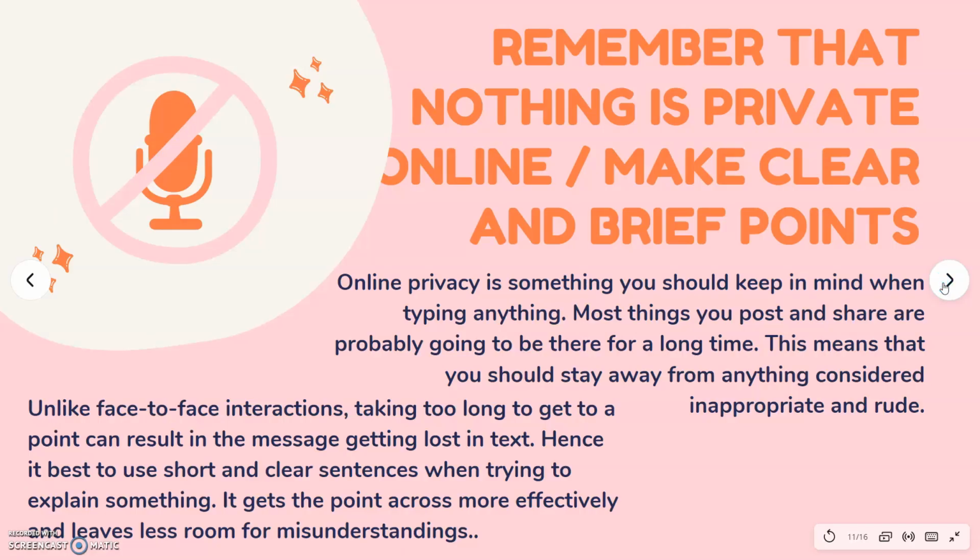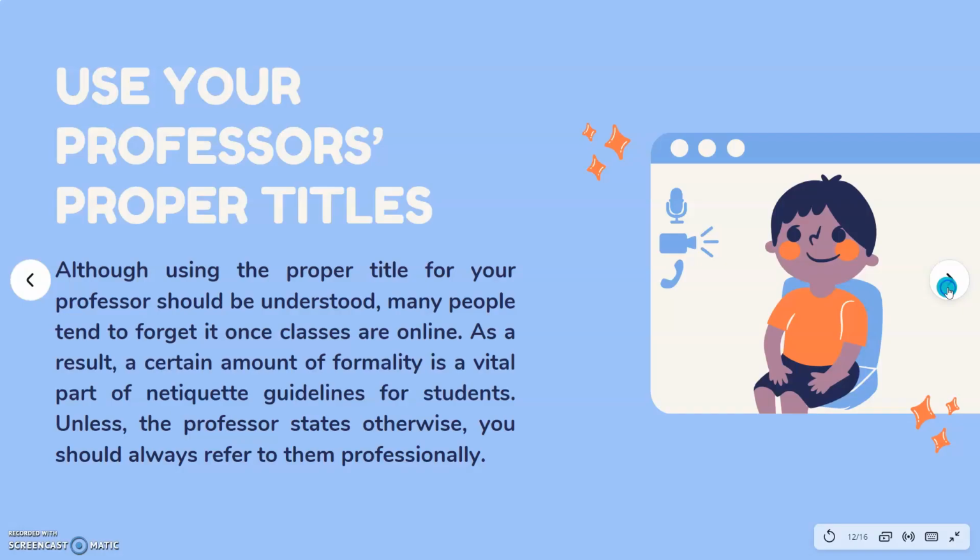Let's see here. Remember that nothing is private online. Make clear and brief points. Online privacy is something you should keep in mind when typing anything. Most of the things that you share are probably going to be there for a long time, and this means that you should stay firm and not share what you consider inappropriate. And unlike face-to-face interaction, taking too long to get to the point can result in a message getting lost in text. It is best to use short sentences to explain something across more effectively.